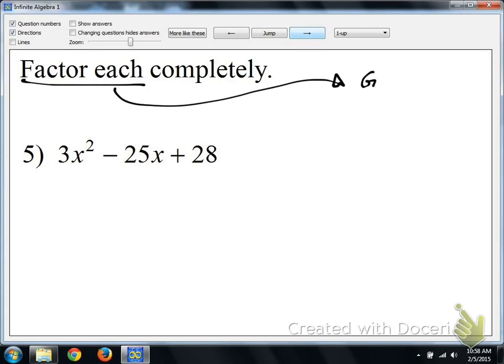Is there a GCF first? Yes or no? Can I do X box? Yes or no? If not, is there a B? Can we do difference of squares? Yes or no? And if not, are there 4 terms? Remember, that would be grouping, factor by grouping, which we're going to do. But sometimes there isn't a hint, so you have to know how to pick what you're going to do.